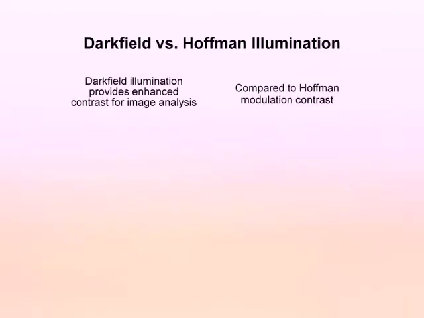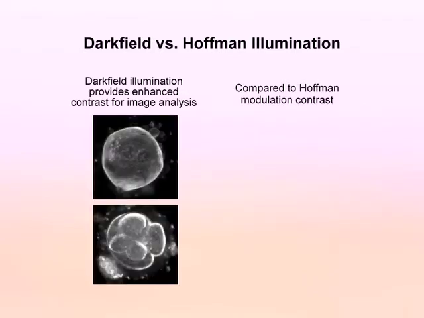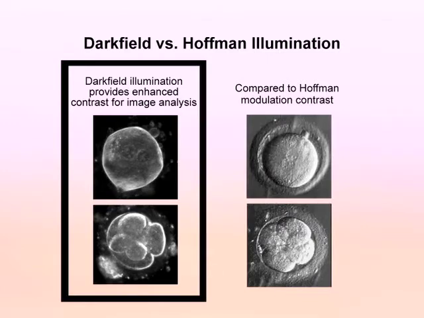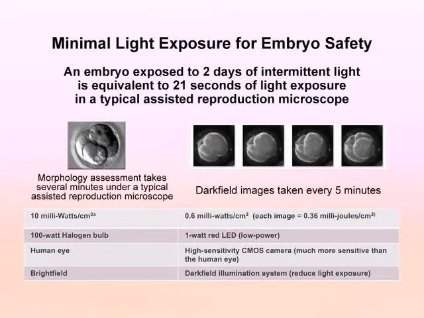There are several types of optical configurations, including dark field, bright field, or Hoffman. One advantage of dark field is that symmetrical illumination and high contrast between the cell membranes and cytoplasm can be achieved, making it easier to create software for tracking the cell divisions. In addition, dark field illumination in combination with the low-power LED and high-sensitivity camera reduces the amount of light exposure to ensure embryo safety. Dark field images taken every 5 minutes over the course of 2 days is actually equivalent to only 21 seconds of light exposure under a typical assisted reproduction microscope.